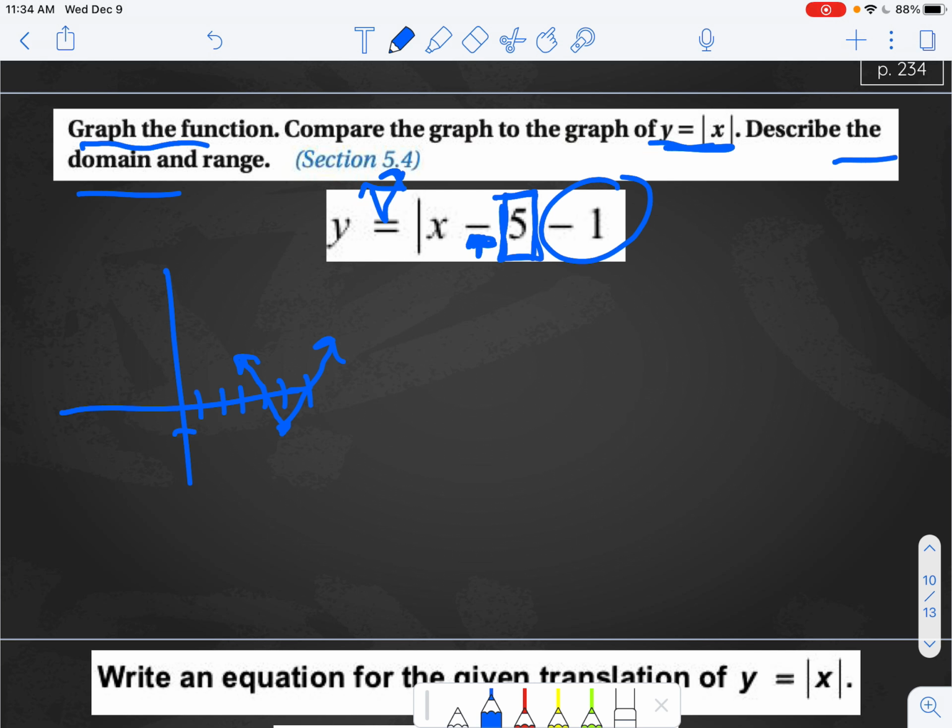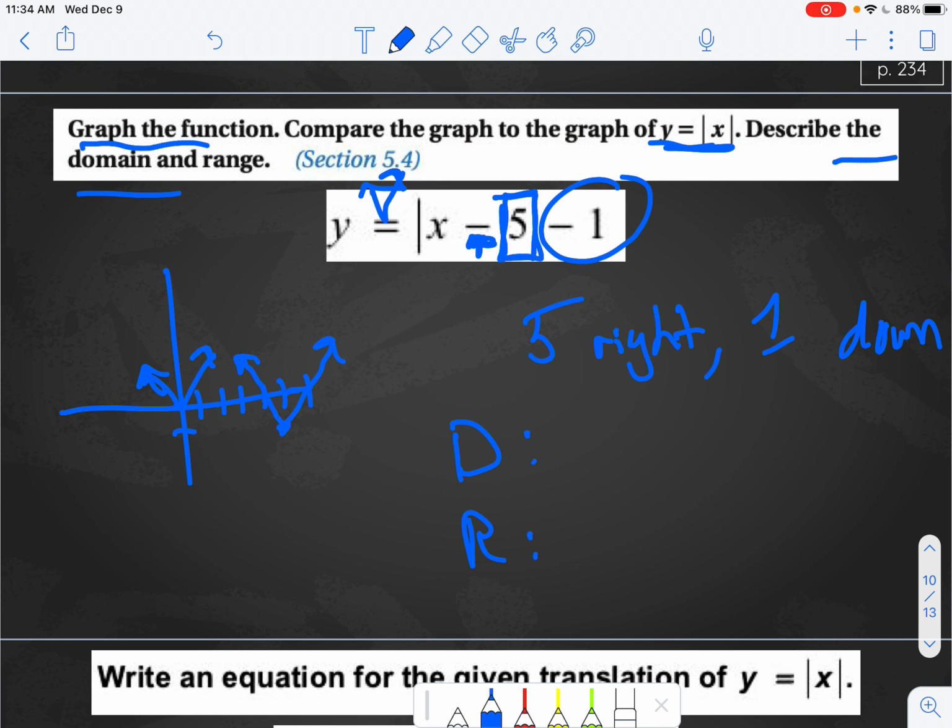Compare the graph to the graph of y equals the absolute value of x. So compare it to our parent function. Well, our parent function would be here. So we went 1, 2, 3, 4, 5. So we went 5 right, and then we went 1 down. And that's all I'm looking for when we're comparing.